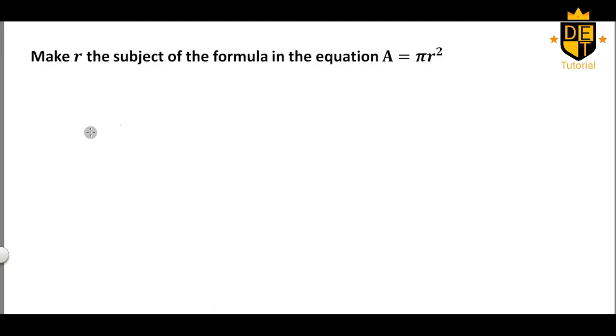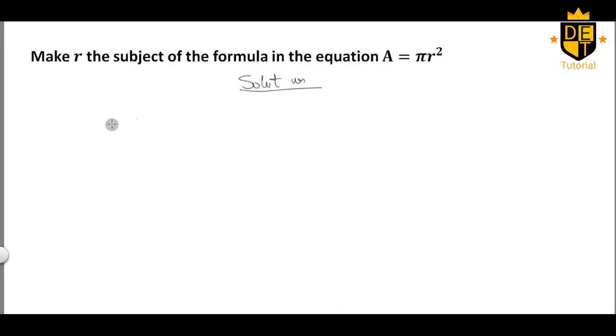All right, so on the screen, I have this question, and the question is to make r the subject of the formula in the equation A equals pi r squared. All right, so I'm going to put my solution here.